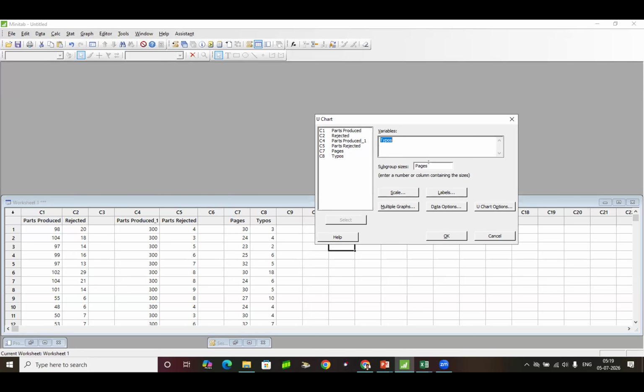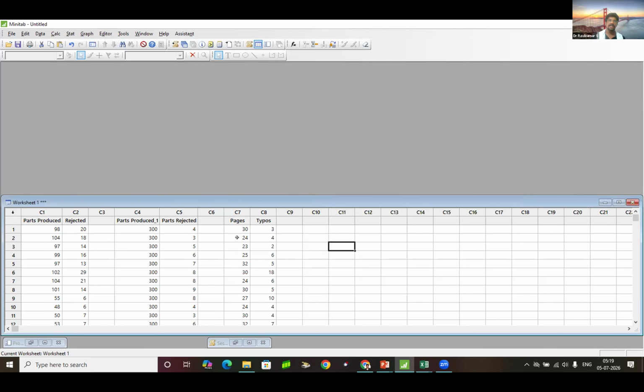Okay, correct. C4 and C5 are coming. C7 and C8 are not displaying. Should we refresh? I don't know. Where did you paste your data in the chart? I think you need to use that column. You have to copy that column and paste it. Yes, Muralidharan, you have to copy and paste it, copy in the Excel.